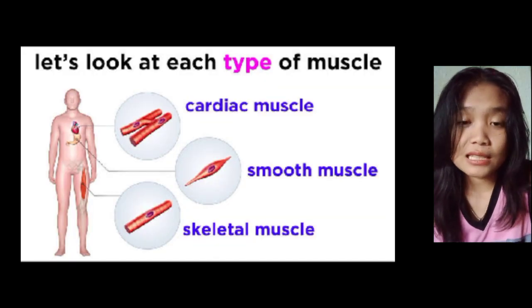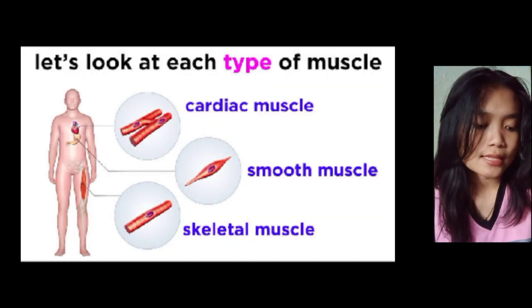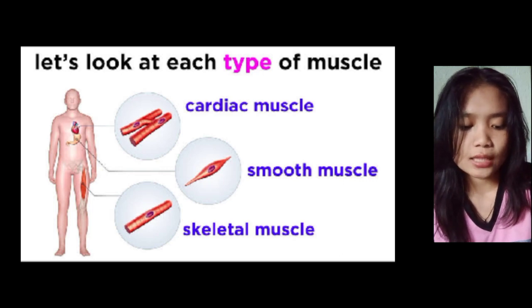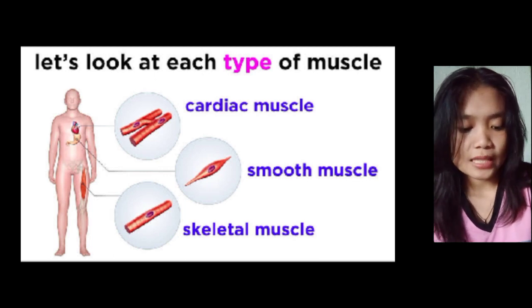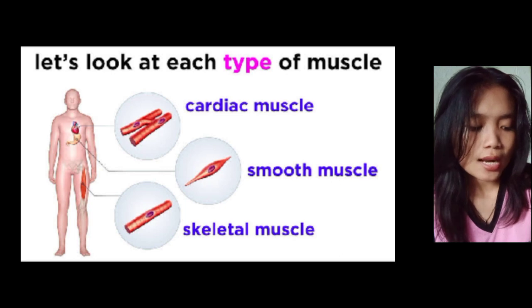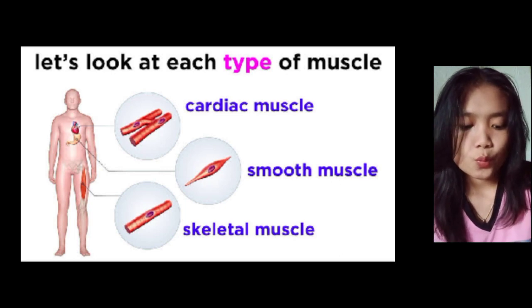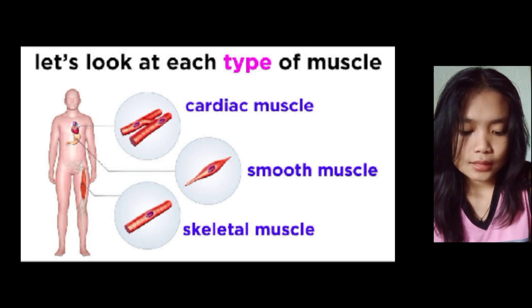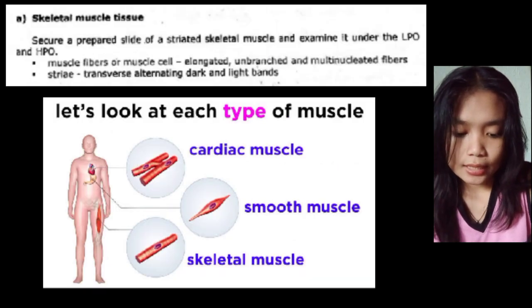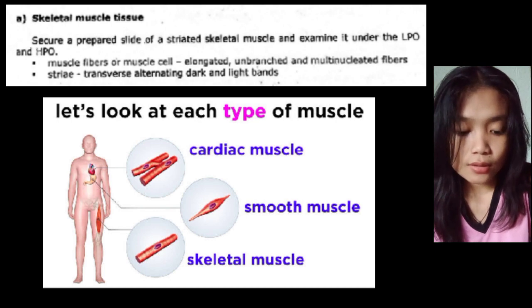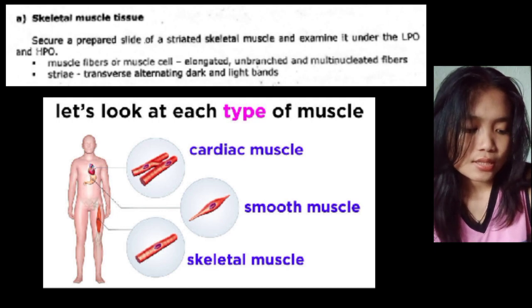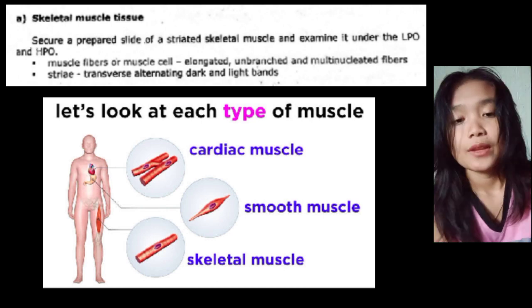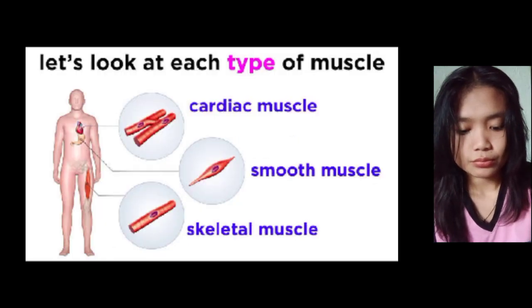So the muscle tissue is composed of cells that have the special ability to shorten or contract in order to produce movement in the body parts. The tissue is highly cellular and is well supplied with blood vessels. And so letter A, skeletal muscle tissue. Secure a prepared slide of a striated skeletal muscle and examine it under the LPO and HPO.